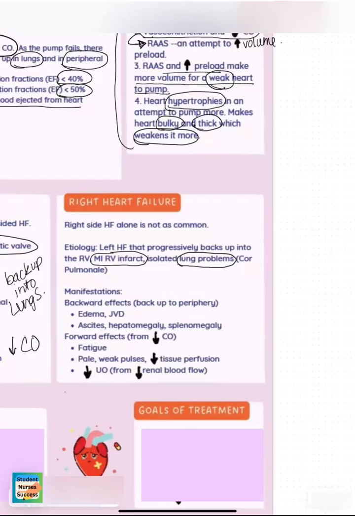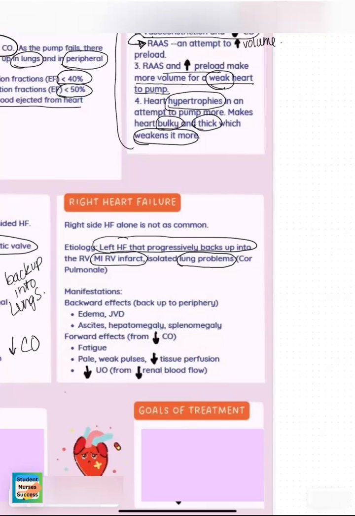Another cause of right-sided heart failure is left-sided heart failure. When the left heart fails and it backs up into the lungs, eventually that blood will back up into the right ventricle and cause the right ventricle to go bad as well. So left-sided heart failure eventually turns into right-sided heart failure.